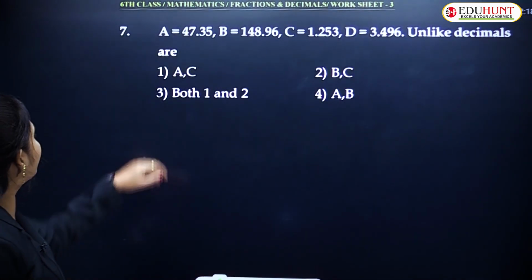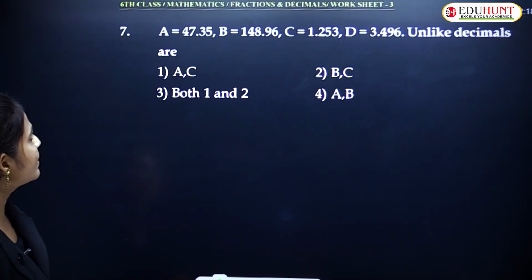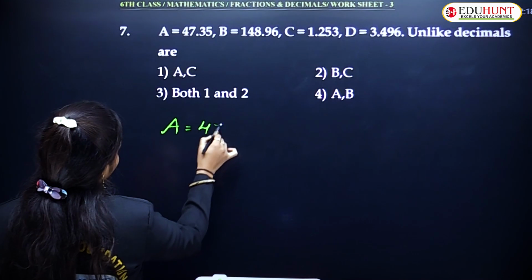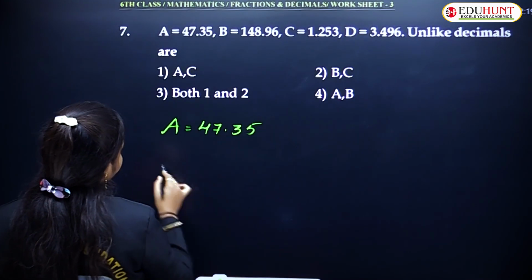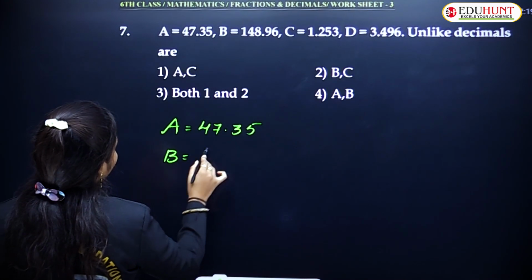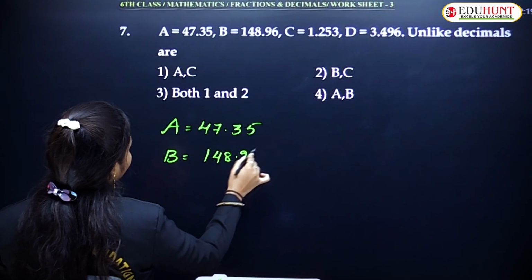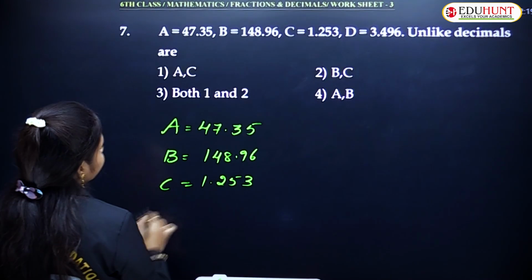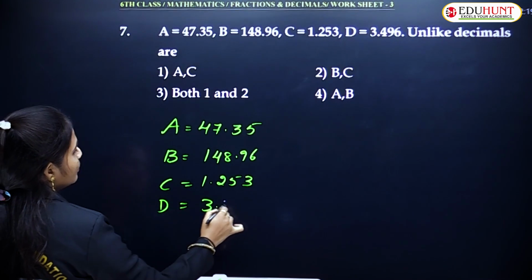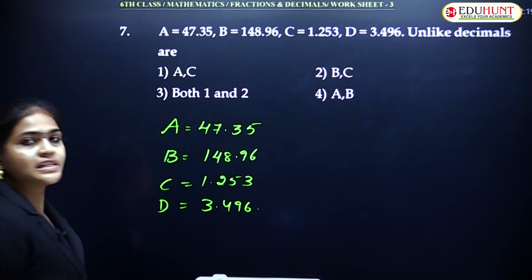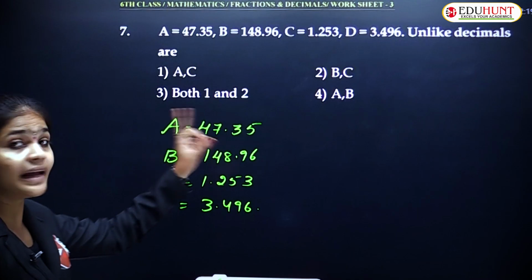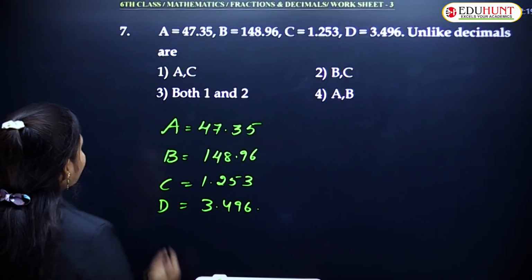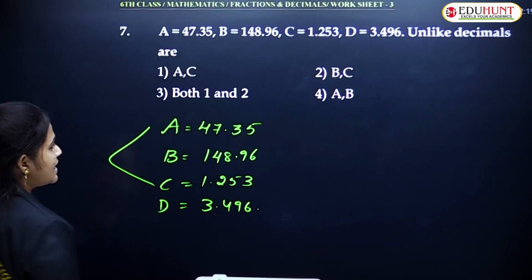7th one, say that if A is equal to 47.35, just like the previous one only, A is equal to 47.35, B is equal to 148.96, C is equal to 1.253, D is equal to 3.496. As per this one, what we need to find out here? Unlike decimals we need to find out. Okay, unlike decimals are what here? A and C.